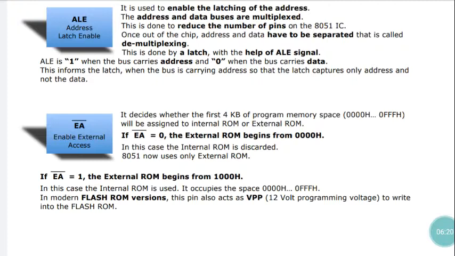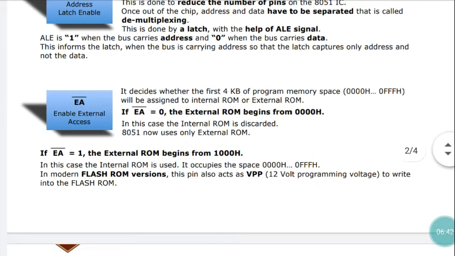In modern flash ROM versions, the EA bar pin can also access VPP, to write into the flash ROM. You know the purpose of flash. Flash is used to erase the flash ROM, so we can erase the data and place another program into it, by doing some operations.